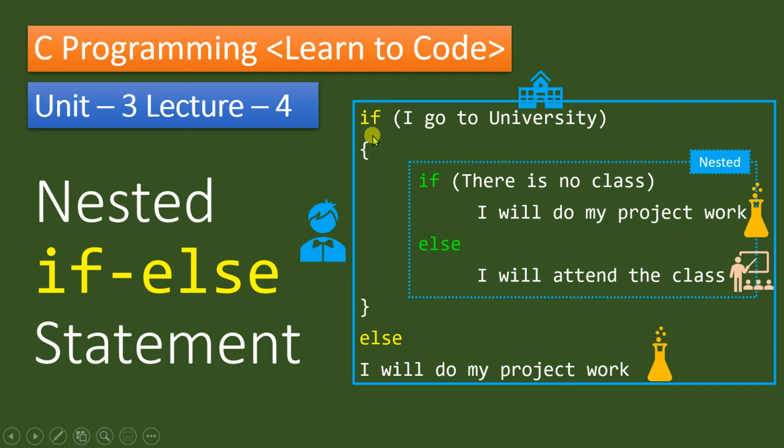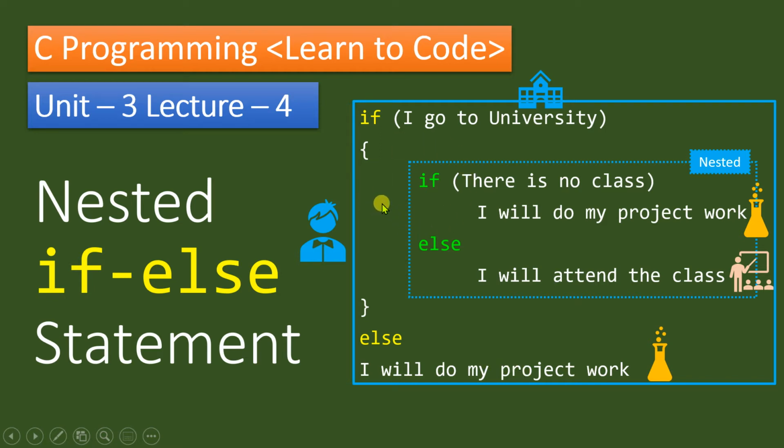So that means if you have decided to go to the university, and you reached the university and found that there is no class, then you start doing your project work. So this is nested inside this decision. This type of concept is called your nested if-else statement. And if you are not going to the university at all, obviously you will do your project work at home. So that is the situation that we are going to discuss today.